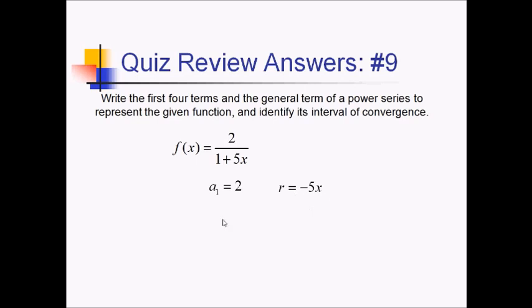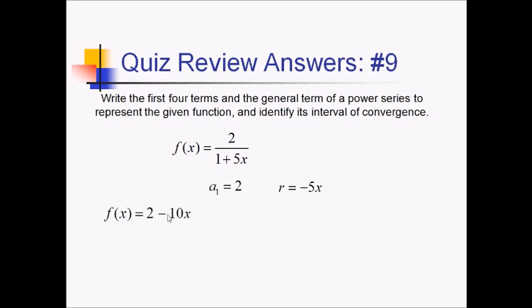So now to generate our series, we're going to start with the A1 value of 2, so f of x equals 2, and then some other stuff. To get the other stuff, we just keep multiplying by the common ratio of negative 5x. So 2 times negative 5x gives us negative 10x.